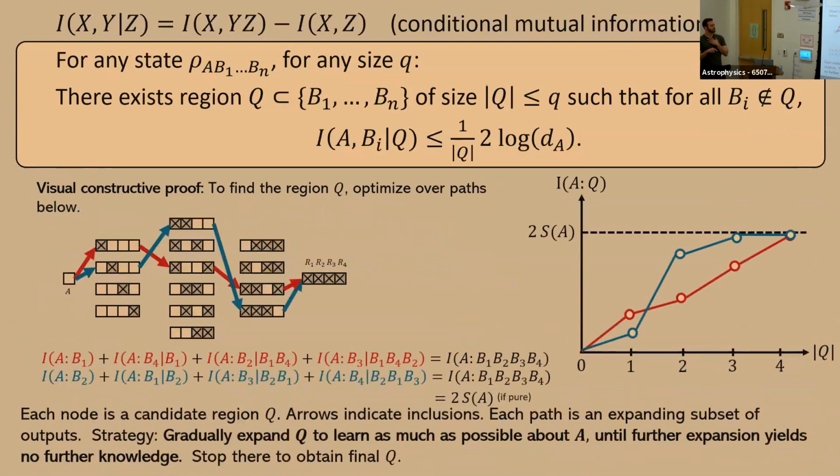So the words that go with this are, to find this region Q, this Markov blanket, we're going to build it up qubit by qubit. So think of the spin chain again. We're going to first look for the qubit on the spin chain that knows the most about the input A. And then we're going to expand that region and find the next qubit that knows the most about the input, given that we already know about that first qubit. And you end up sort of optimizing over the space of paths through subsets.